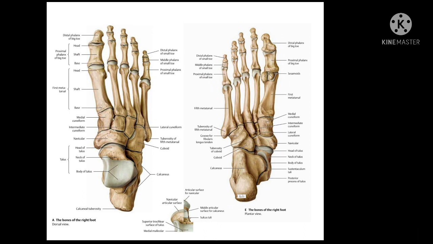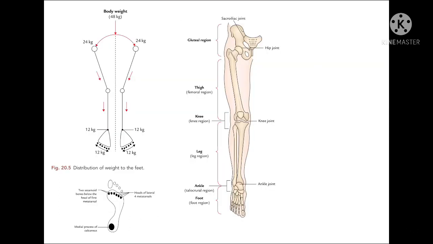Now, regarding the transmission of body weight, we all know that the body weight is transferred from the knee joint to the ankle joint by tibia. As the fibula does not take part in formation of the knee joint, hence fibula does not transfer any weight. Now at the ankle, the weight borne by tibia is transferred to the talus or the ankle bone.